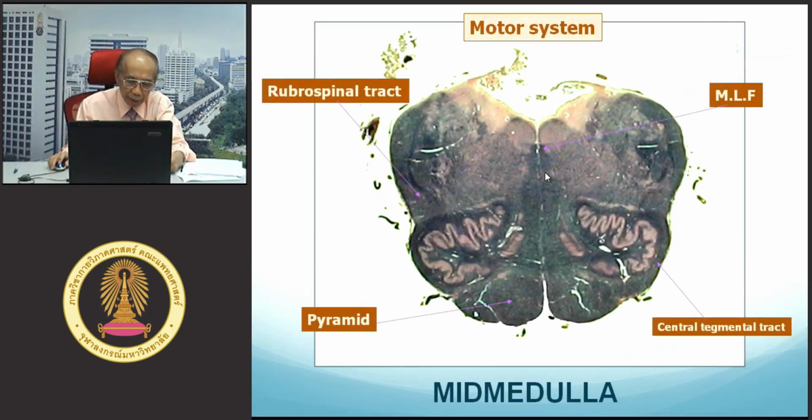Next, the motor system includes the pyramid or corticospinal tract, the rubospinal tract, central tegmental tract, and medial longitudinal fasciculus or MLF.